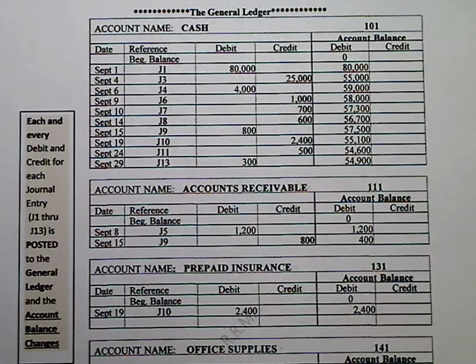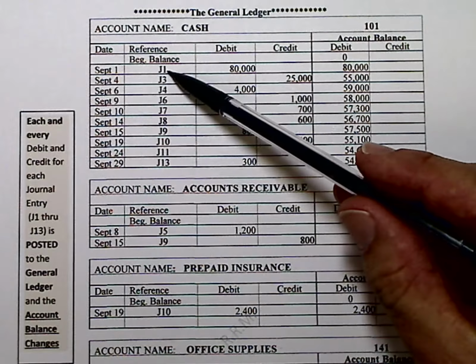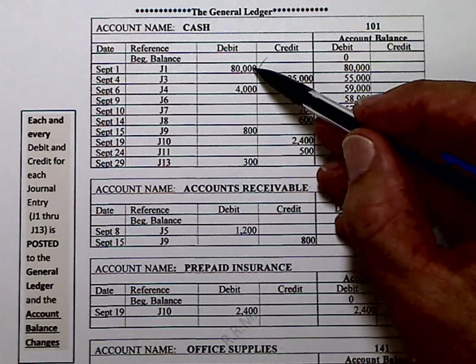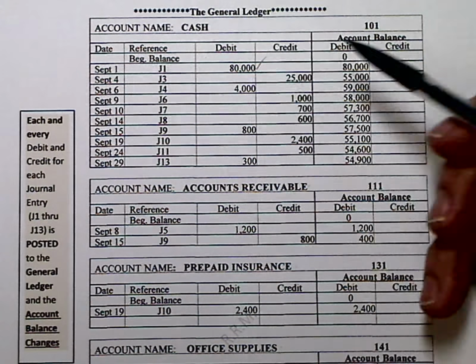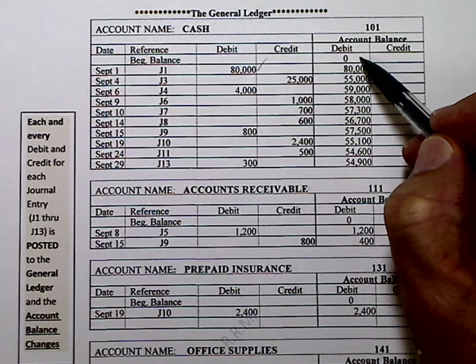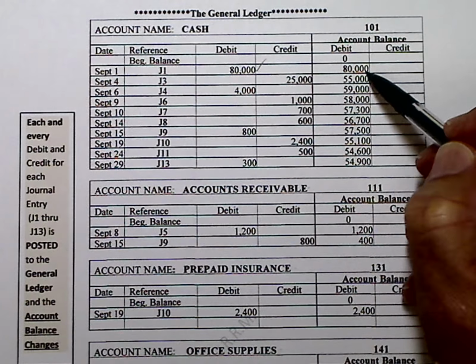Now we post it. Here it is, journal entry 1. Post that $80,000 as the debit here, and then change the account balance. In this case, from 0 up to 80,000.